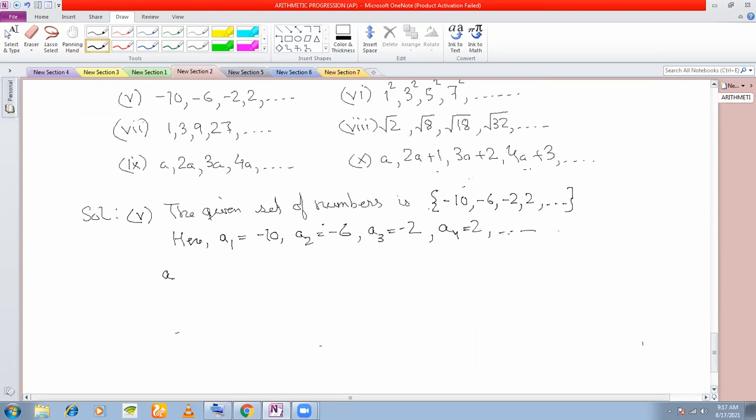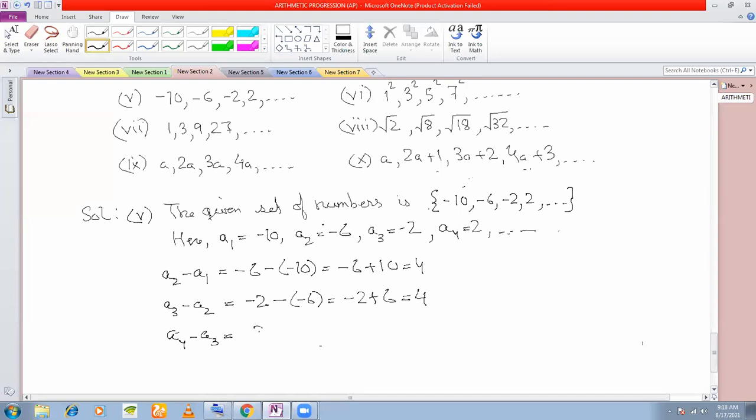Take the differences. A2 minus A1 is equal to -6 minus -10, which is -6 plus 10, equal to 4. Take the next difference, A3 minus A2: -2 minus -6, so you get -2 plus 6, which is equal to 4. So again, you are getting 4. Check the next difference, A4 minus A3: 2 minus -2, which is equal to 4.